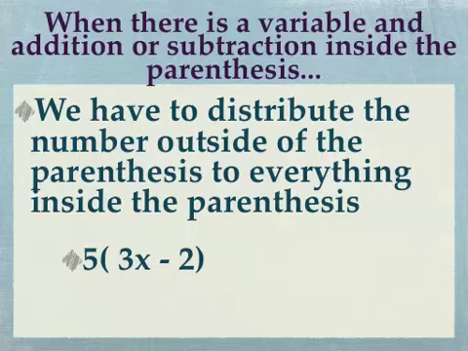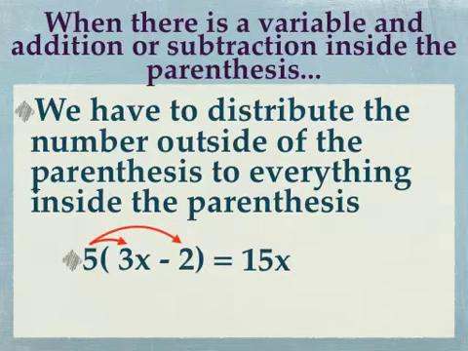The first thing I'm going to do is take 5 times 3x, which is 15x. And then I need to do 5 times a negative 2. Be careful, make sure you're keeping the sign. 5 times negative 2 is negative 10 or minus 10. So that's the distributive property. We take whatever is outside of the parentheses and we multiply it by each term inside of the parentheses.